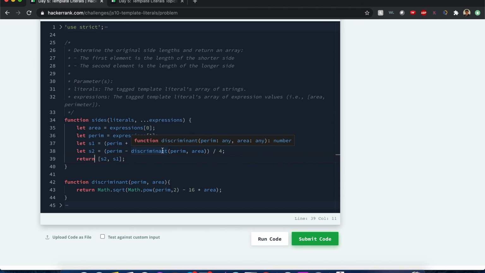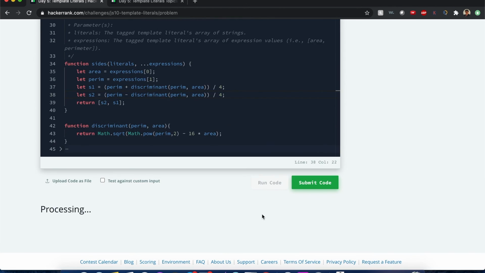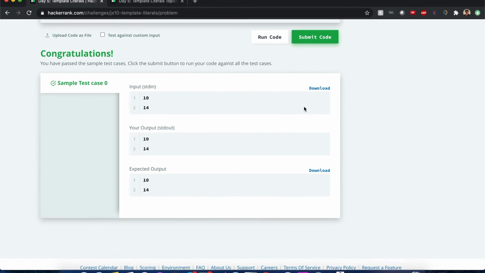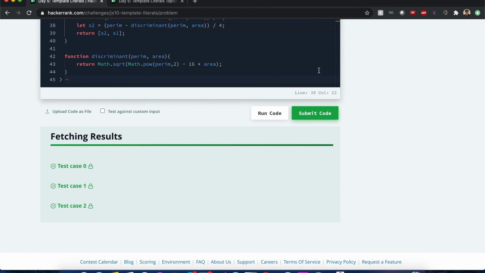Wait, hold on for a second. Yeah, I think I did this right. The perimeter plus this one is going to be bigger, and the perimeter minus this one is going to be smaller. So I know for sure S2 is going to be smaller than S1, because this one is being subtracted by something, and this one is being added by something. So let me run this code. I think it should work, unless I have to import the math library. Okay, I don't have to do that. Let me submit the code.